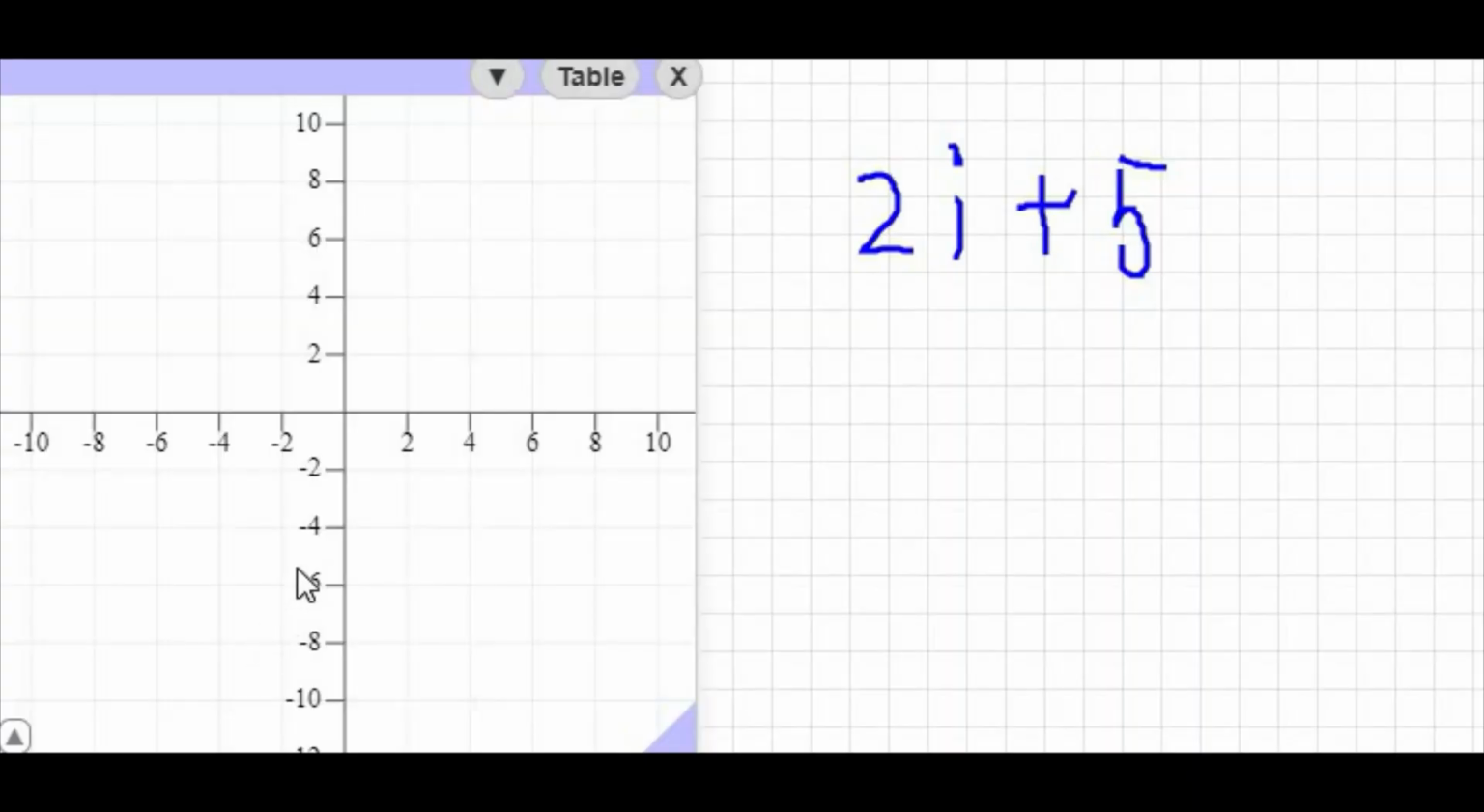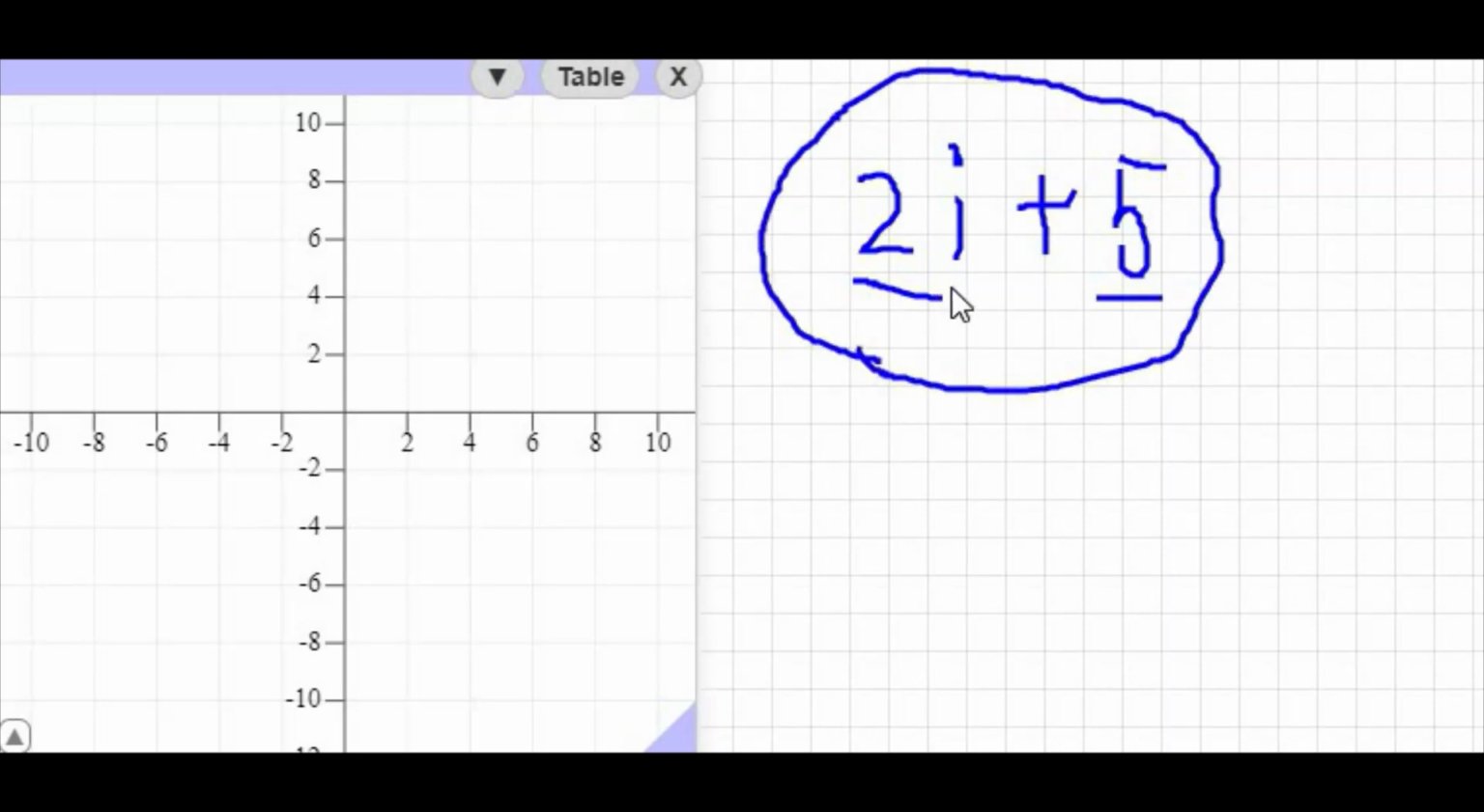In this video, I want to go over the complex plane. The complex plane is a way of graphing complex numbers. For anybody who doesn't know, complex numbers are when you add an imaginary number to a real number. It can be both add or subtract. So this entire expression would be a complex number. 2i plus 5 is a complex number.